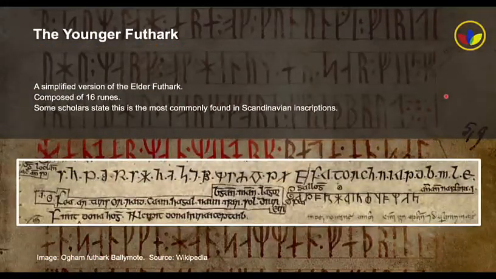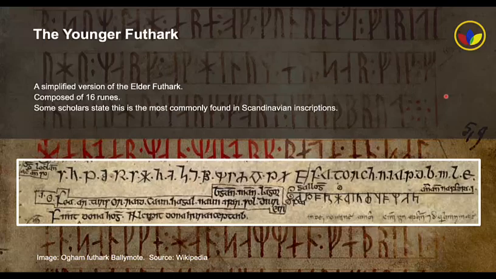Then there is the Younger Futhark. And this happens to be a simplified version of the Elder Futhark. This one is composed of only 16 runes, and some scholars state that this is the most commonly found in the Scandinavian inscriptions. These images that you see here on the screen, these are original runic notes. On the background, you can see the Codex Runicus, and the overlay that we see here with the Younger Futhark is called the Ogham Futhark Balimot. I would love to tell you what that means, but we ran out of time.